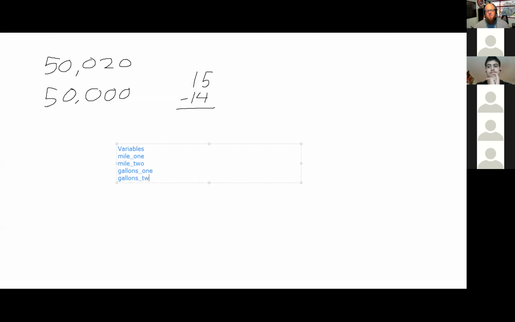Once you're done typing out those equations, once you have your gallons used and miles driven, talk about how you then get miles per gallon, and then how you get your miles remaining. Make sure everyone's clear on all of the equations before you do the actual code.